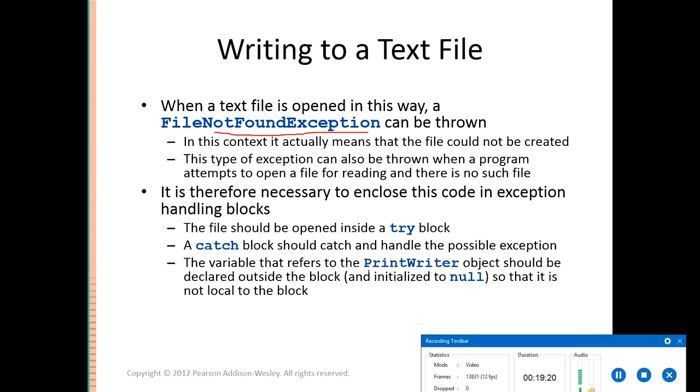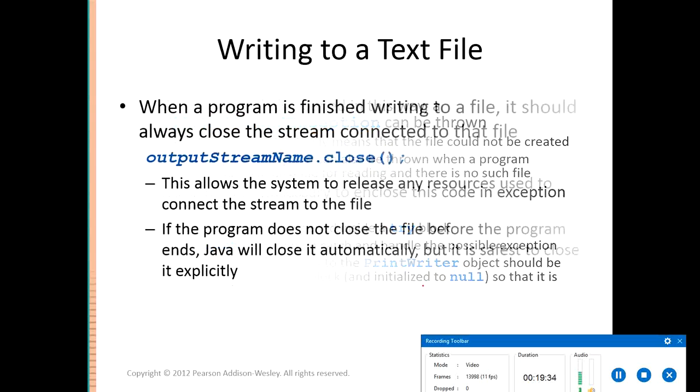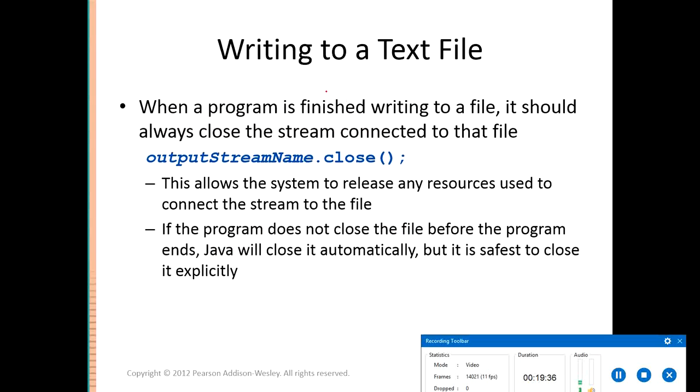The variable that refers to the printwriter object should be declared outside the block, and it should be initialized to null so that it is not local to the try block. When you are done with writing into the file, you should always close the stream connected to the file, because this allows your system to release the resources your program was occupying, so that those resources can be used by the other programs also.